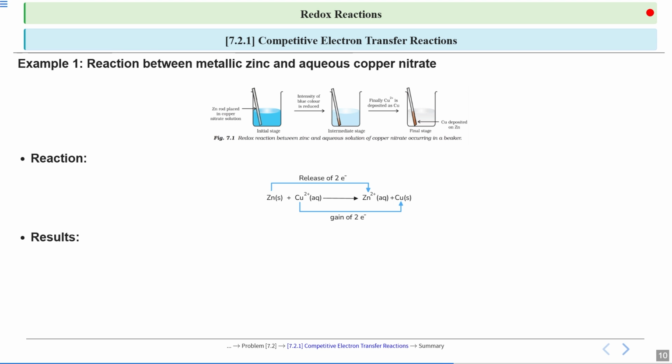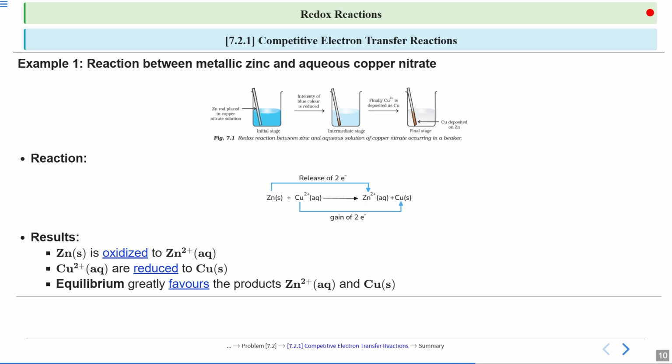So what are the results? Zinc is oxidized to Zn2+, while Cu2+ is reduced to Cu. The equilibrium greatly favors the products Zn2+ and Cu. That means the formation of Zn2+ and copper is greatly favored by the equilibrium. I hope this example is clear to you, how the reaction between metallic zinc and aqueous copper nitrate takes place.